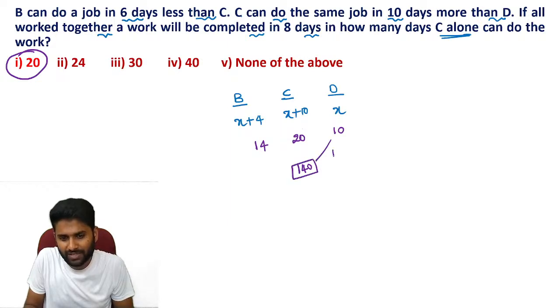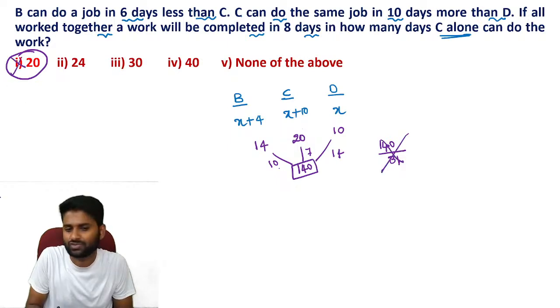Now see, it is exactly 14 units, exactly 7 units, exactly 10 units. If 140 is divided by 10 plus 7 plus 14, it is exactly equal to 31. So if you multiply 31 by 8, definitely it is not 140. That's why 20 is not the answer.